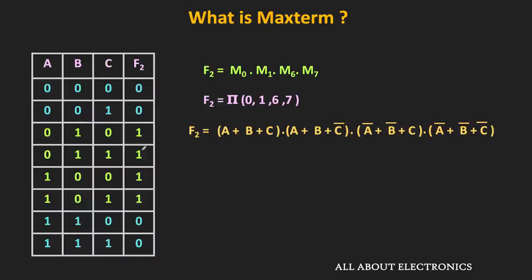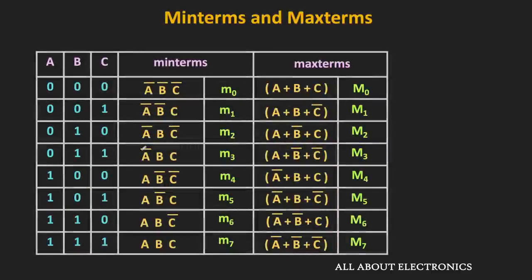Alright, so for the three inputs A, B and C, here are the corresponding min terms and the max terms. If we see any max term, then its output is equal to 0 only for the specific input combination. For example, this A plus B plus C is equal to 0 when all the inputs A, B and C are 0. Likewise, this A bar plus B bar plus C bar is 0 when all the inputs A, B and C are 1. Moreover, if you observe, then each min term is the complement of the corresponding max term.